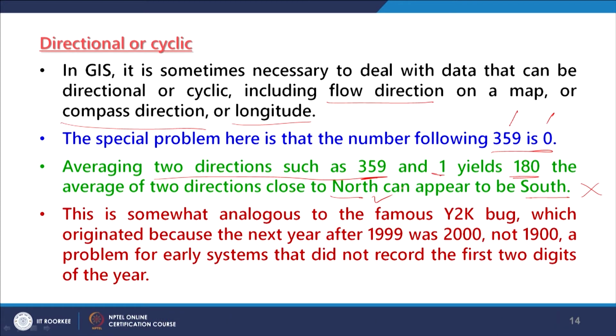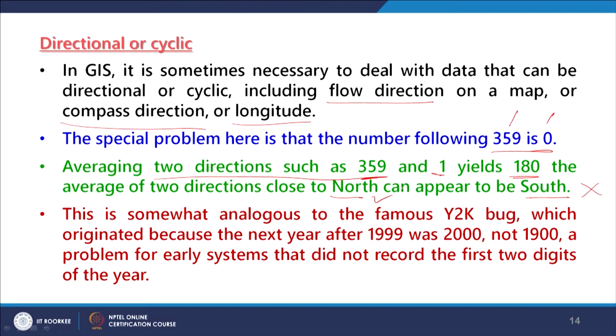Nowadays GIS are capable and no issue. This is a similar problem which was faced in the year 2000 when we changed the century from 1900 to 2000. At that time our computer systems were storing only two places for the year. That means instead of 1999 they were storing only 99, and if we go for 2000, that year would have been 00, and that can be 1900, that can be 2000, that can be 2100.